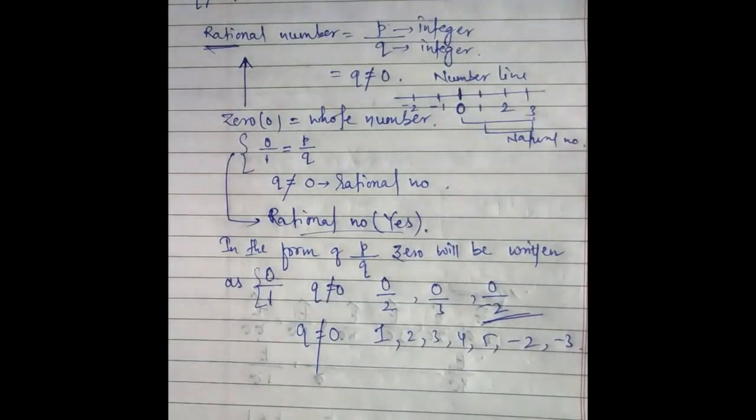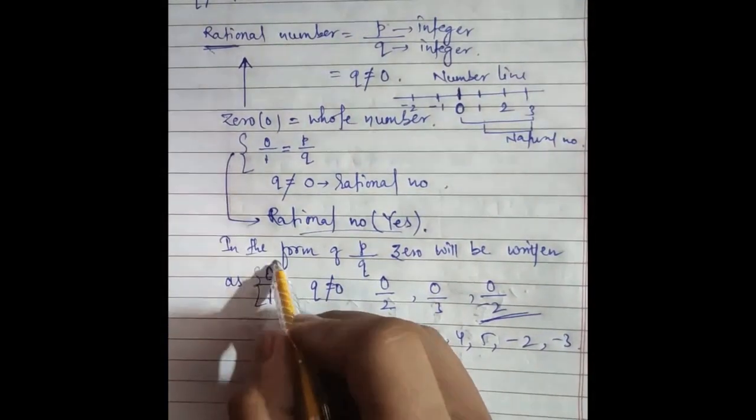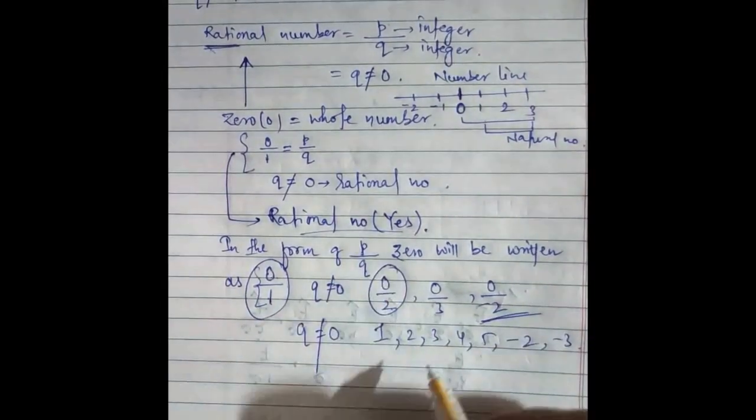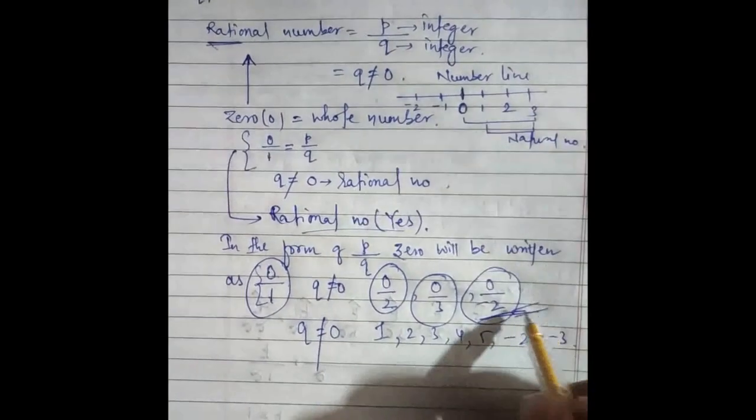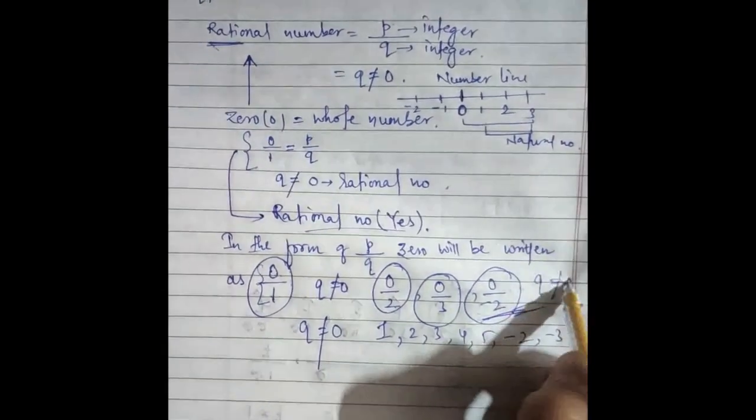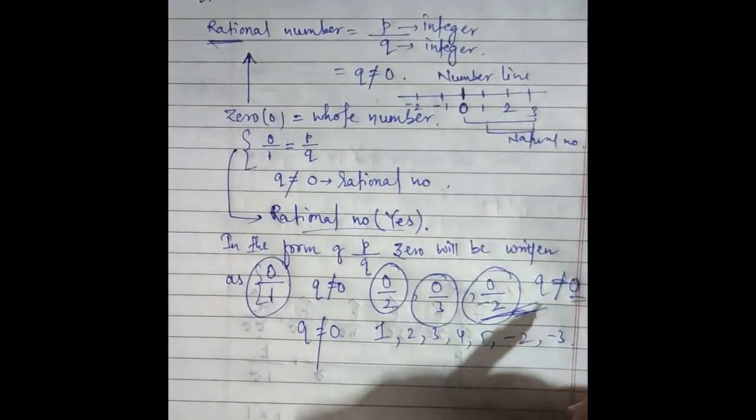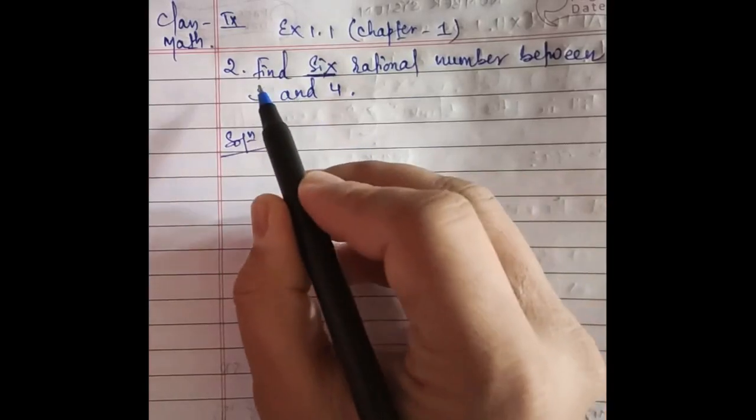They have also asked that you write it in the form of p by q. Whether you write 0 by 1, 0 by 2, 0 by 3, or 0 by -2, all are correct, but q should not be 0. Alright, okay. So students, this is question number 2.